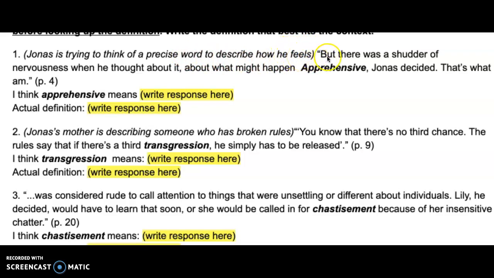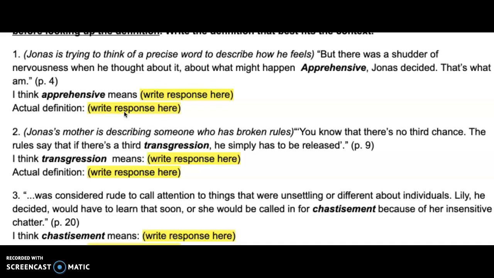The second sentence says, "But there was a shudder of nervousness when he thought about it, about what might happen." And I see this word nervousness, and that's the way that he is feeling. So that could fit right here. And it says that's what I am. So you could write the word nervous or nervousness. After you've written that word, you're going to look up the actual definition.